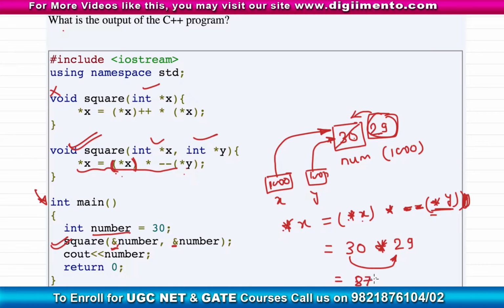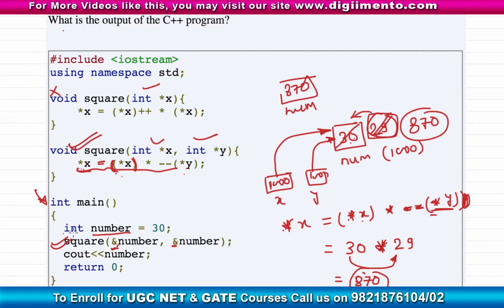So it multiplies 30 by 29, which is 870, and we put this 870 at the location pointed to by x. This is because the left-hand side of the assignment operator is the value at x. So the value at location x, which is 1000, will be updated to 870. Now number has the value 870.